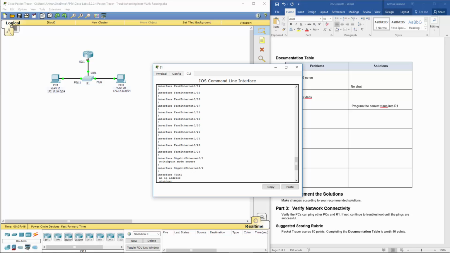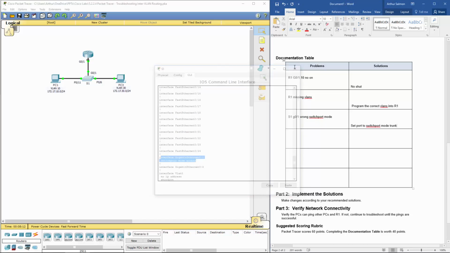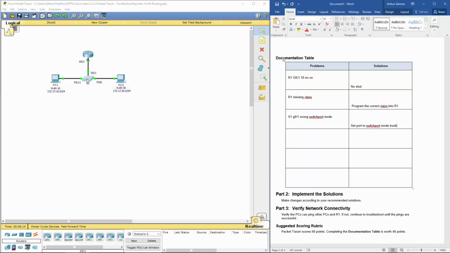So what about this gigabit 0/1? Oh, gigabit 0/1 is set to switchport access. So switch one, wrong switchport mode. It needs to be set to trunk. Set port to trunk. All right, so we've had an issue with those two devices.